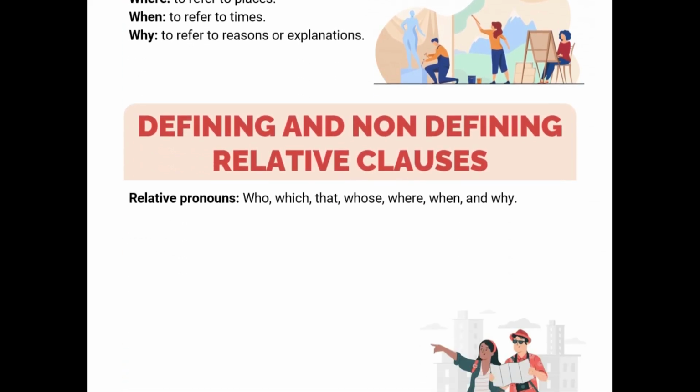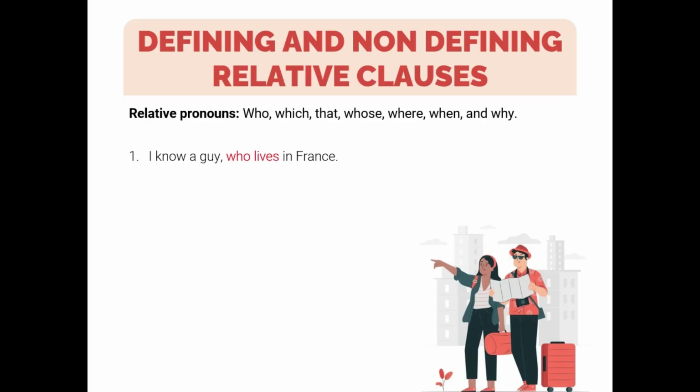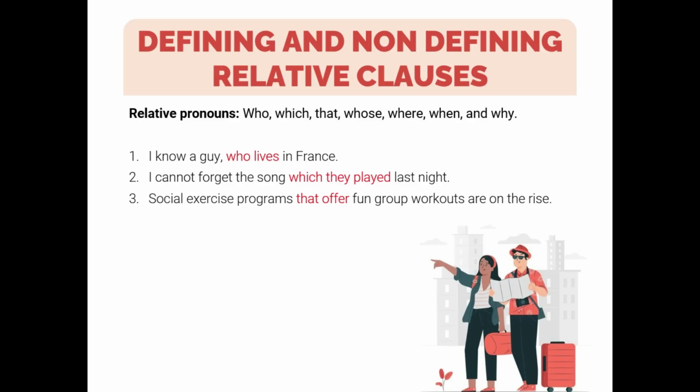For example, number 1. I know a guy who lives in France. Here we're using the relative pronoun who because we're talking about a guy, who is a person. However, we can also use the relative pronoun that without problem. Number 2, I cannot forget the song which they played last night. Number 3, social exercise programs that offer fun group workouts are on the rise.